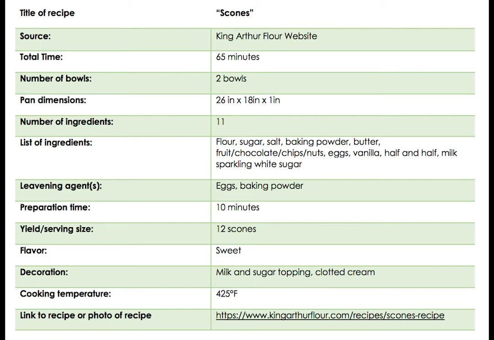As you can see, another leavening agent here, aside from the baking powder, is eggs, and it is a natural rising agent. But since we're also using a chemical rising agent and the scones only rise the one time while they're baking, this is definitely considered a quick bread. Under the decoration, I had mentioned the milk and sugar topping, but the clotted cream is another thing that you can put on scones once they've actually finished baking.